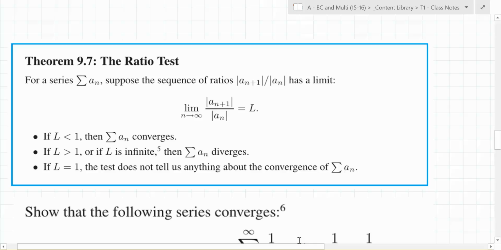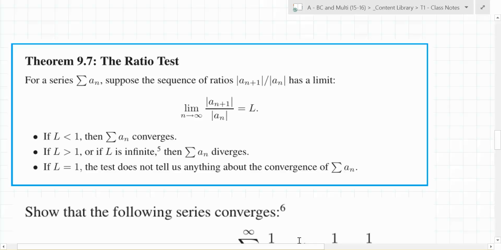You get to do a limit where you take the next term and you divide it by the current term and you see what happens. What you're trying to do is find out if, as the series progresses, it doesn't have to have a common ratio, but is it approaching a common ratio? Look what it says. For a series, a sub n, suppose that the sequence of ratios has a limit.